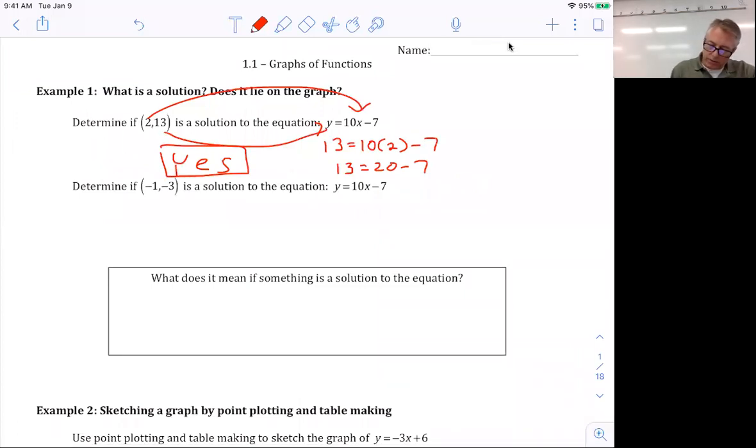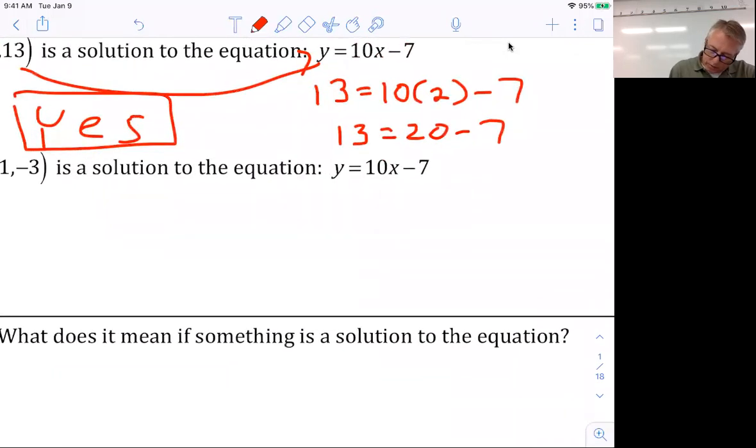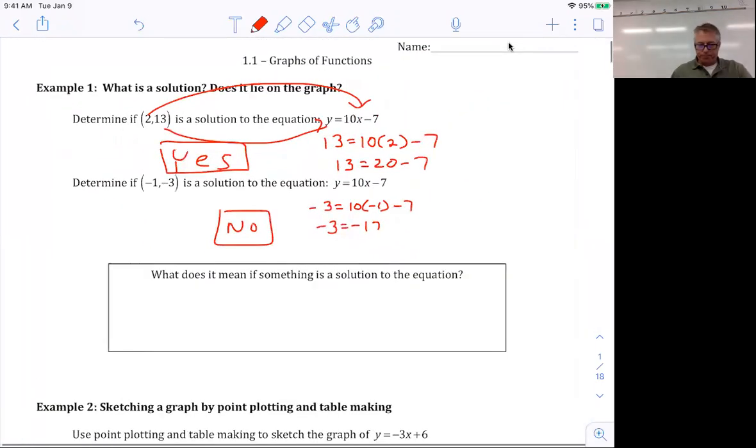So similarly for the second one, we plug -1 in for x and -3 in for y. So we have -3 equals 10 times -1 minus 7. Well, -3 does not equal -17, so no, that is not a solution. So solutions are simply the values that you plug in for x and y to make it true.